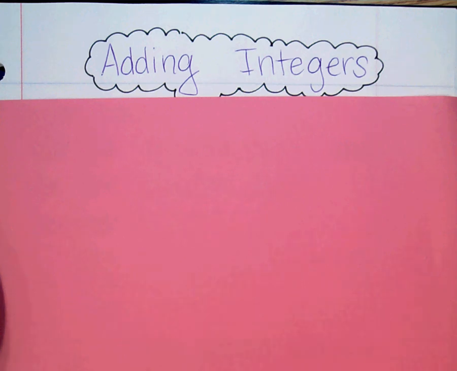This video is going to be over adding integers, so make sure that you're writing your notes in your math spiral. So your title is adding integers. The first part of the notes, we're going to talk about adding integers when they're the same sign. So they're either both positive or they're both negative.